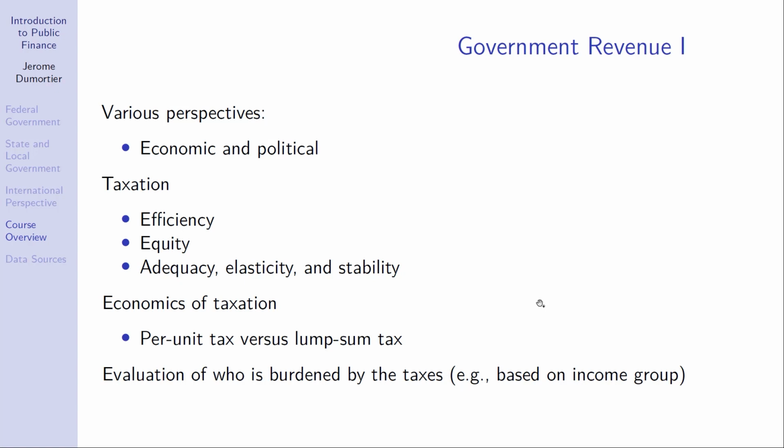Also, stability would, for example, refer to whether the tax revenue is stable over time. We are also going to look at the economics of taxation in the sense that we are going to look at what are called per unit taxes or lump sum taxes. We are also going to evaluate who is burdened by the tax, for example, based on income group.